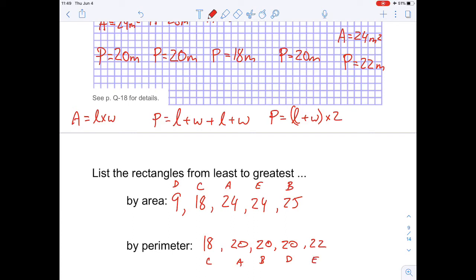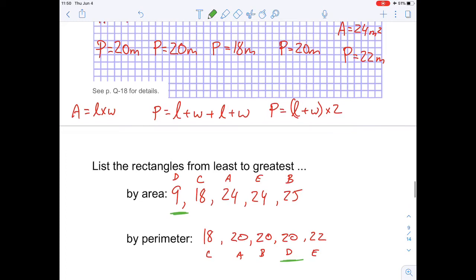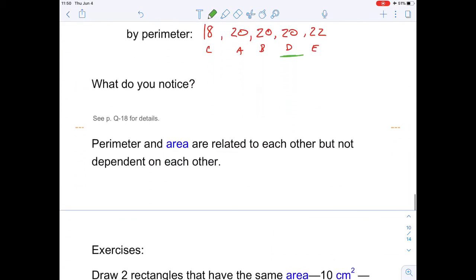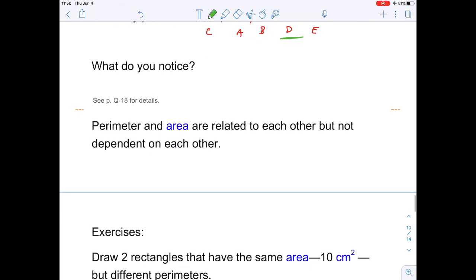So you could see that the areas and perimeters, when we list them from least to greatest, are not the same. So they're kind of independent from each other. Just because rectangle D has the smallest area doesn't mean it's going to have the smallest perimeter. You can see it's got the second largest perimeter actually. So perimeter and area are related to each other, but not dependent on each other.